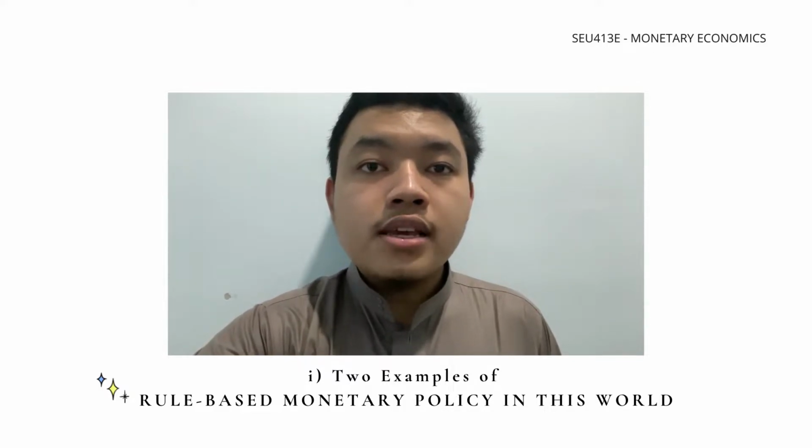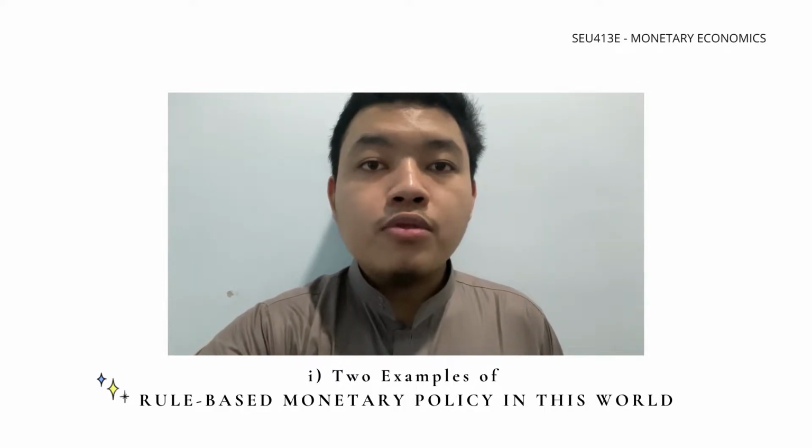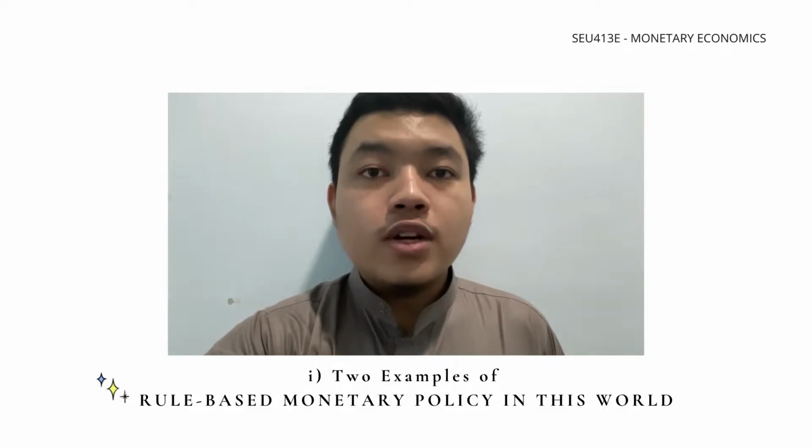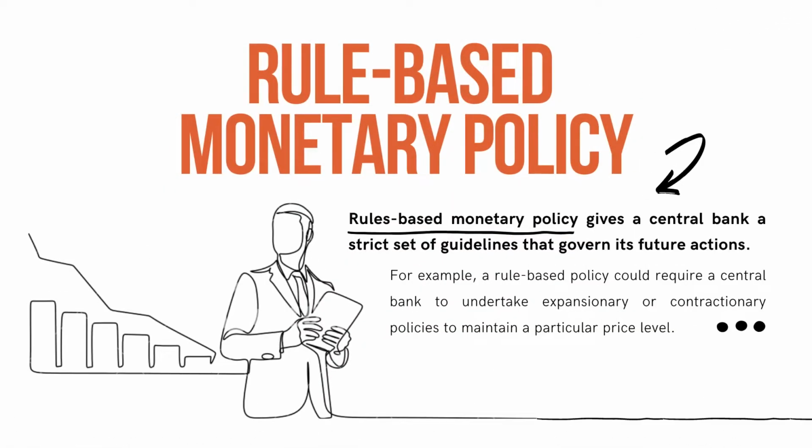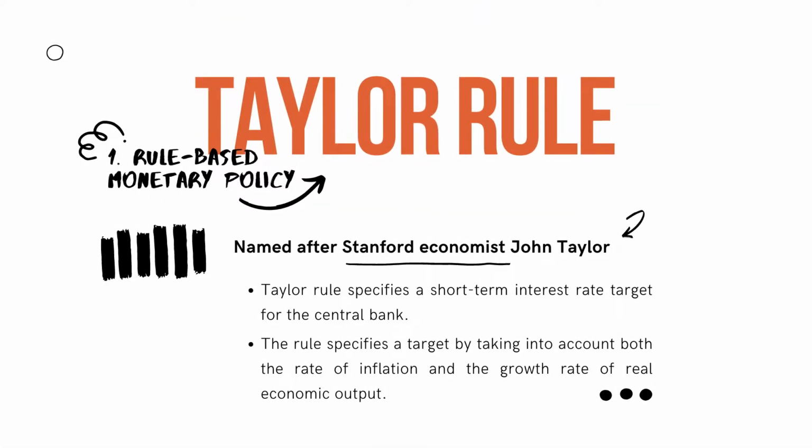Now I will present two examples of rule-based monetary policy in the world. Rule-based monetary policy gives a central bank a strict set of guidelines that govern its future action. For example, a rule-based policy could require a central bank to undertake expansionary or contractionary policy to maintain a particular price level. First, rule-based monetary policy is the Taylor Rule.